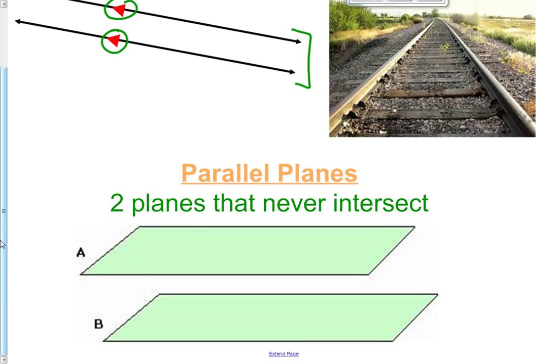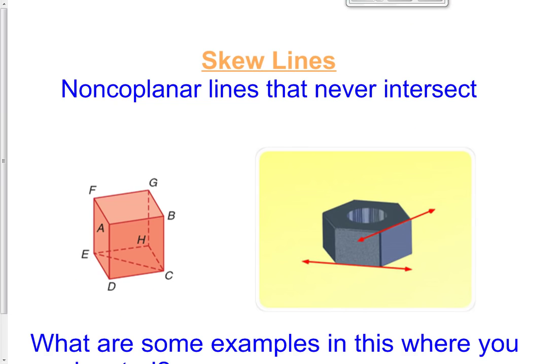Very similar now with parallel planes. 2 planes that never intersect. So one thing I like to consider this as is the floor that you're standing or sitting on, and the ceiling that is above you. I'm guessing those 2 are parallel planes. They are completely horizontal, so if they were to extend infinitely in all directions, they would never get any closer to each other, they would never get any further away from each other. Those 2 planes are parallel. So parallel planes, 2 planes that never ever intersect.